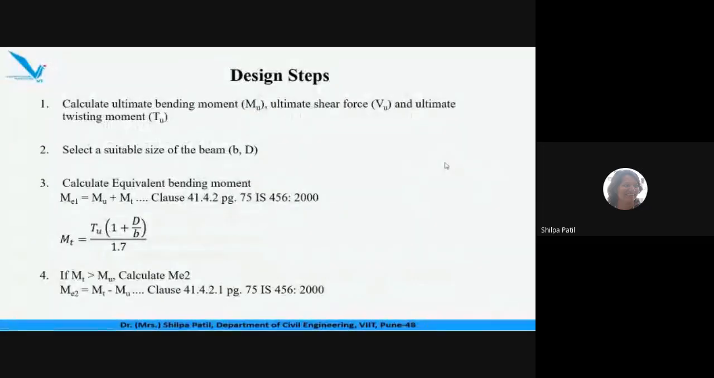So in the previous lecture, we talked about the design steps, and I have uploaded these steps on VOLP also. I hope everybody has noted down all these steps, and has also referred to the IS code for the relevant clauses which I have written here in these steps.